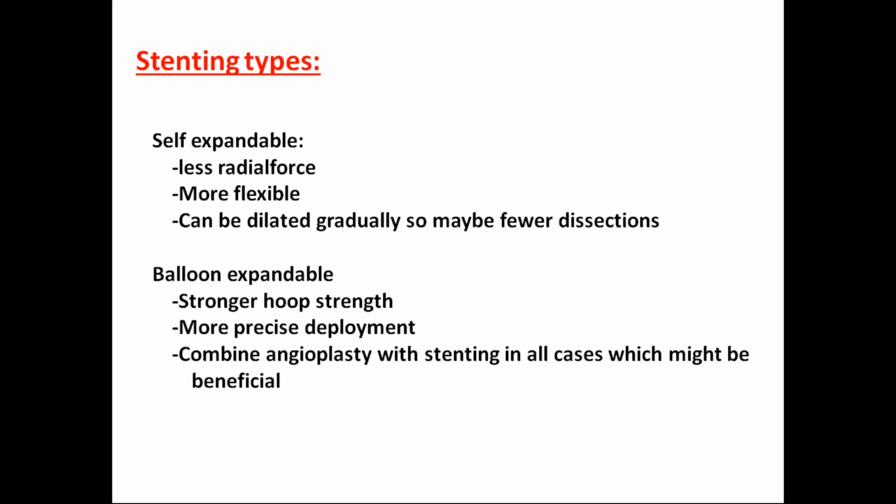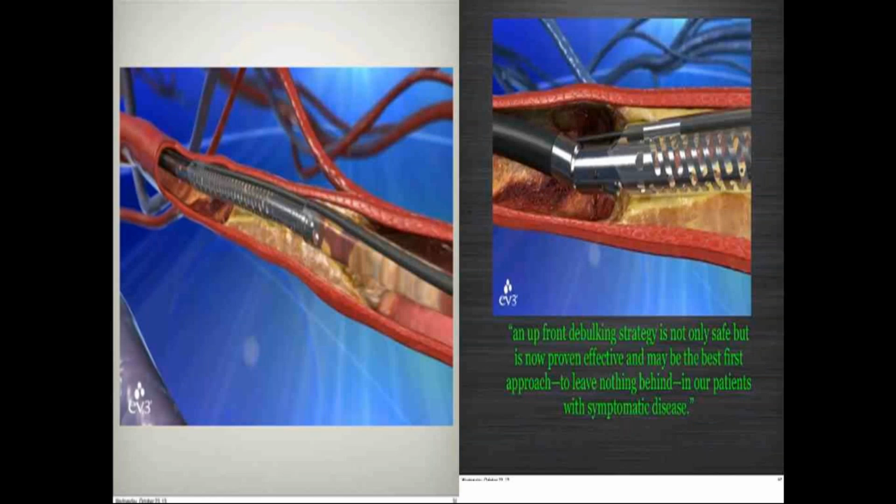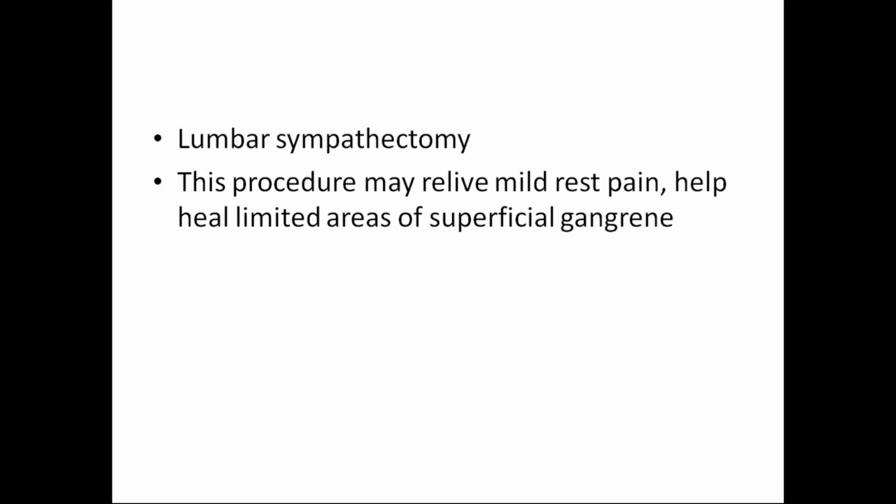Stenting types: self-expanding metallic stents, SEMS. These have less radial force and are more flexible, and can be dilated gradually, so fewer dissections may occur. And balloon expandable stents have stronger hoops, less flexibility, more precise deployment, and combined angioplasty with stenting in all cases might be beneficial. Okay. An upfront debulking strategy is not only safe but has now proven effective and may be the best first approach to leave nothing behind in a patient with symptomatic disease.